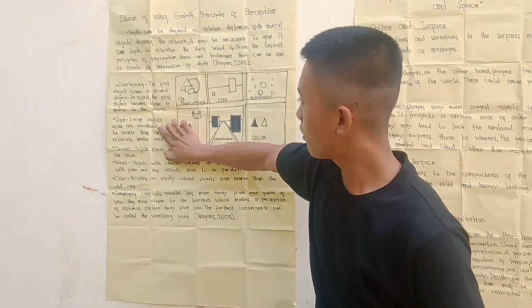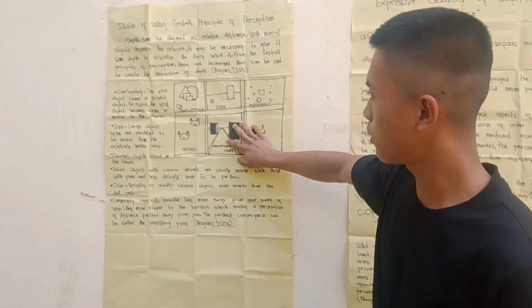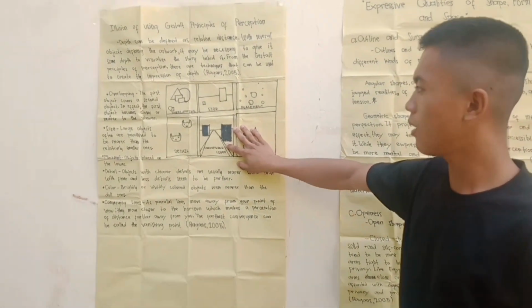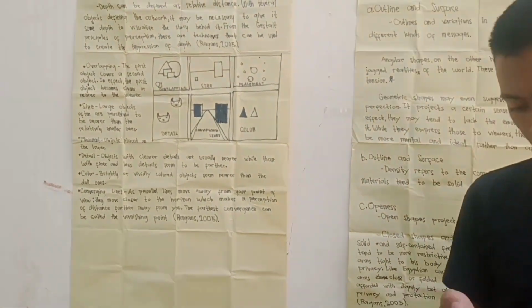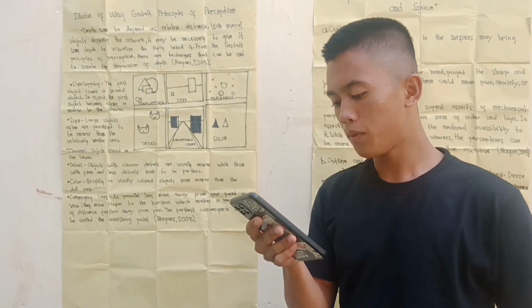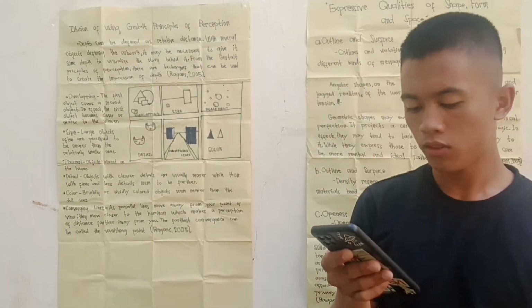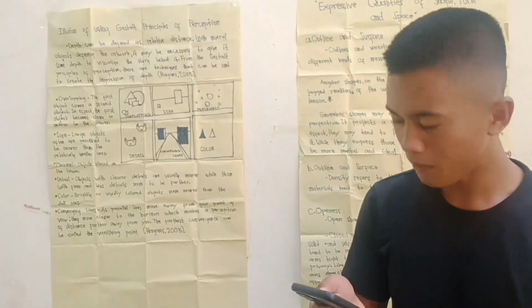So the next principle is size. Large objects often are perceived to be nearer than the relatively smaller ones. So here is a sample of size. Size can be defined as the measurement of the object or the thing using its overall dimension. The size tells us how big or small something is.